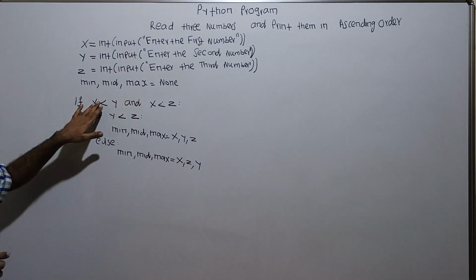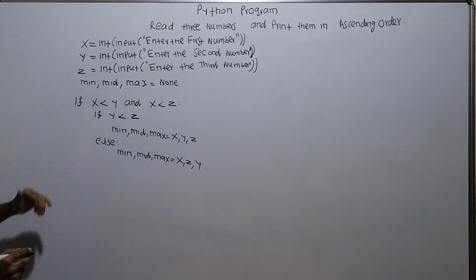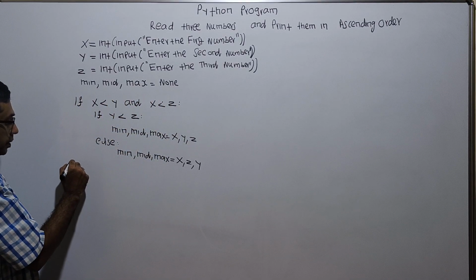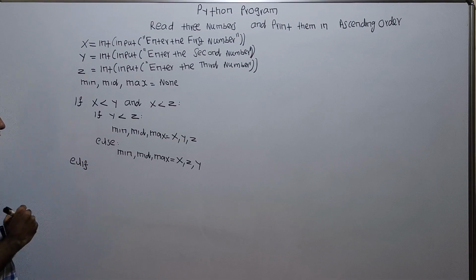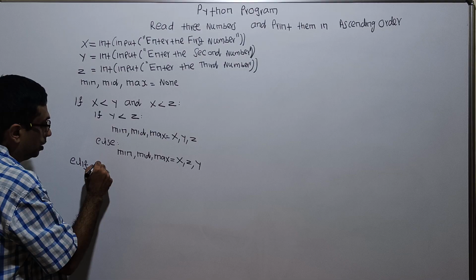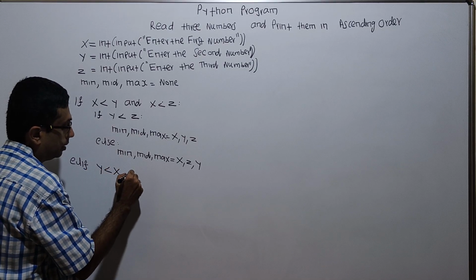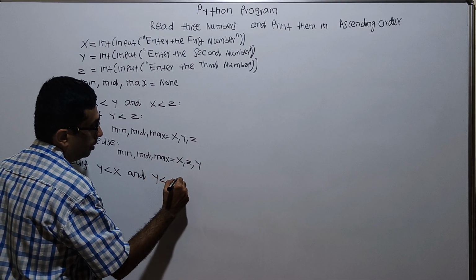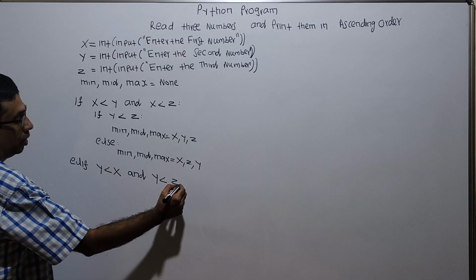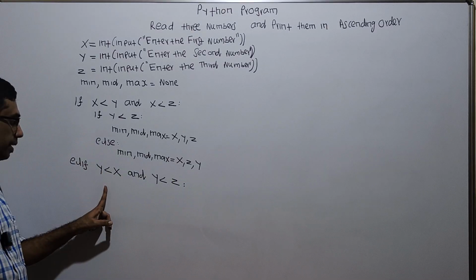If the condition x less than y and x less than z is false, the control will come to the next statement. Here I am writing an elif statement. elif, I am checking y less than x and y less than z colon.